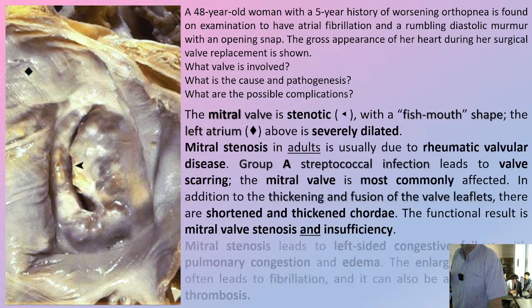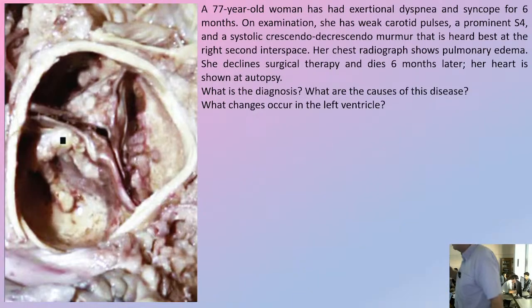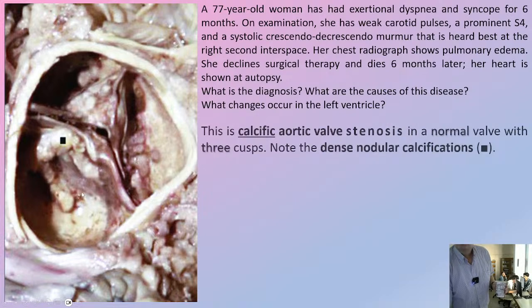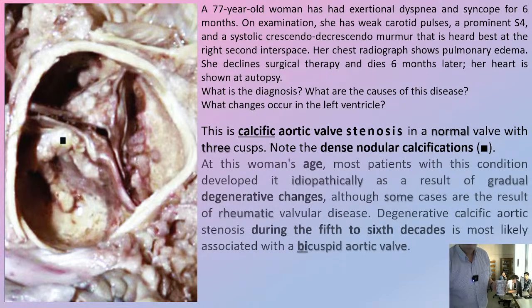And similarly to the mitral valve, the aortic valve, here having three cusps, as it should have, is affected. However, it is affected by these deposits here, which is calcific aortic valve stenosis.